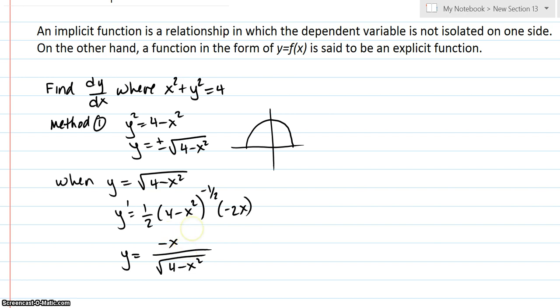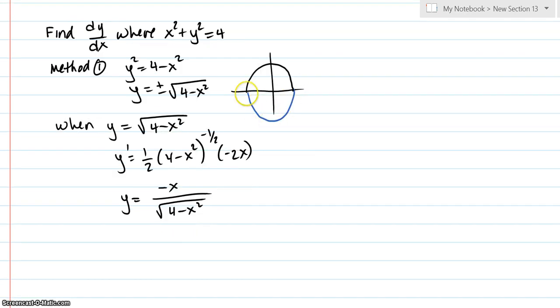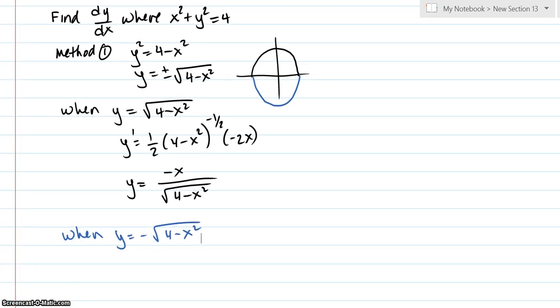I could also have done the bottom half. Here's the bottom half. That is when y equals a negative square root of 4 minus x squared. Everything's the same, except you would have y prime. Oh, I forgot a prime there. Y prime is going to be equal to x over the square root of 4 minus x squared. That would be the derivative of the bottom half if you would go and do the same thing.